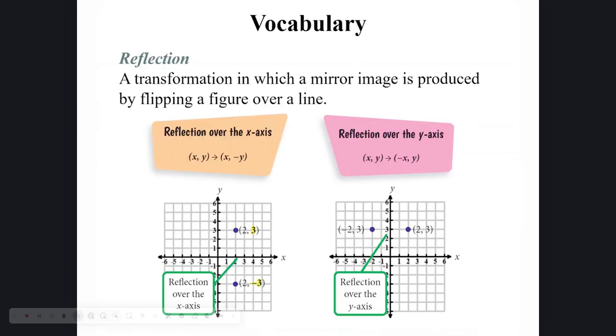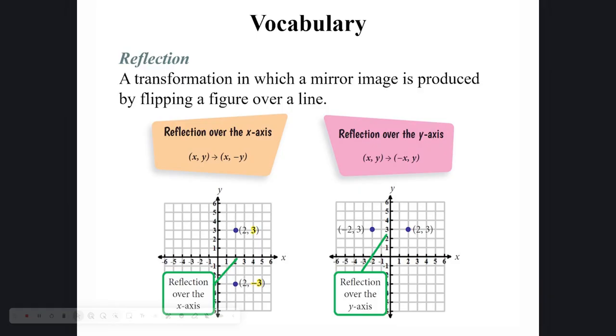Let's look over some extra vocabulary we will encounter in this lesson. A reflection is a transformation in which a mirror image is produced by flipping a figure over a line. When an image is reflected over the x-axis, the coordinates (x, y) now become the coordinates x and the opposite of y. For example, on the graph shown below, the point (2, 3) was reflected over the x-axis. The new image still has an x-coordinate of 2, but the y-coordinate is now the opposite of 3.